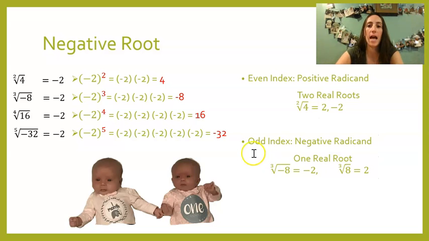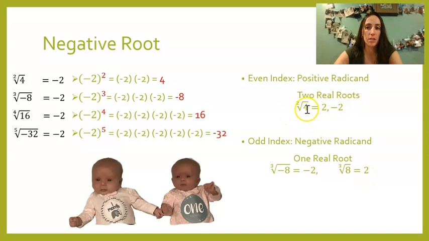When we have an odd index, so when we're working with a cubed root or a fifth root or even a seventh root and so on, then we have to have a negative radicand in order for us to get a negative root answer. So we have to have a negative number inside our radical symbol. And we're only going to have one real root for our answer. So here we can see that the cubed root of negative 8 is negative 2, but the cubed root of positive 8 is going to give us positive 2.